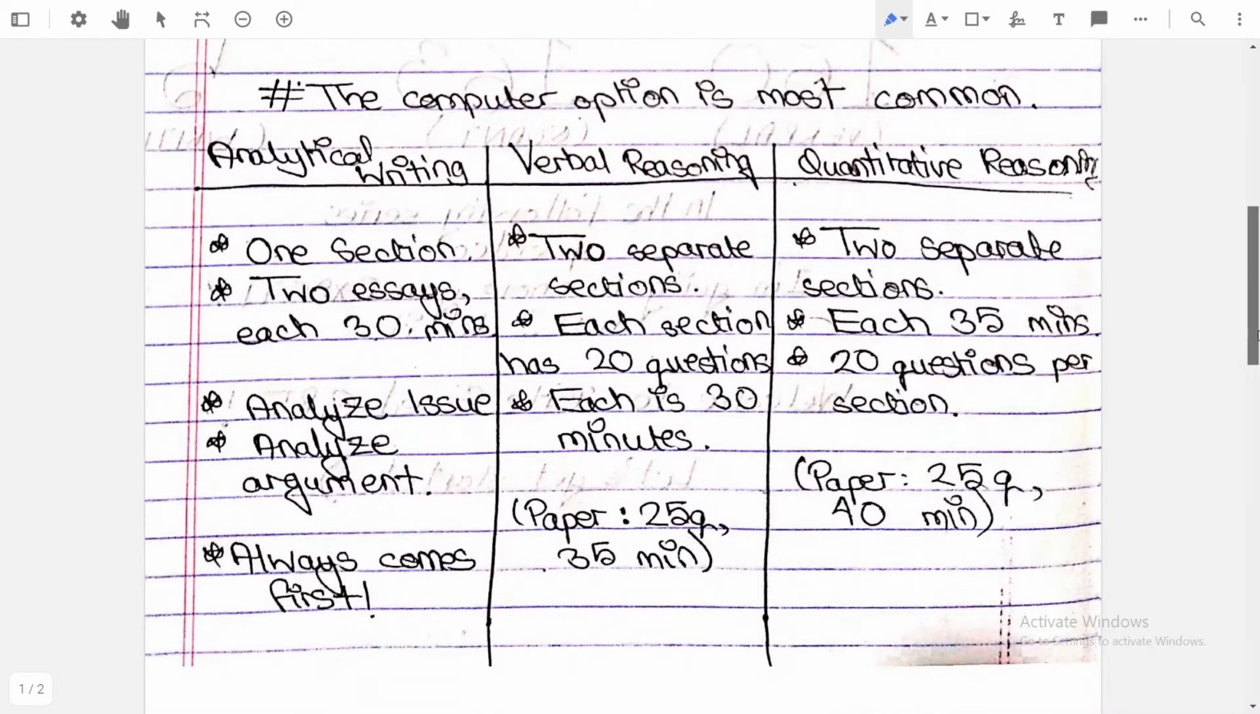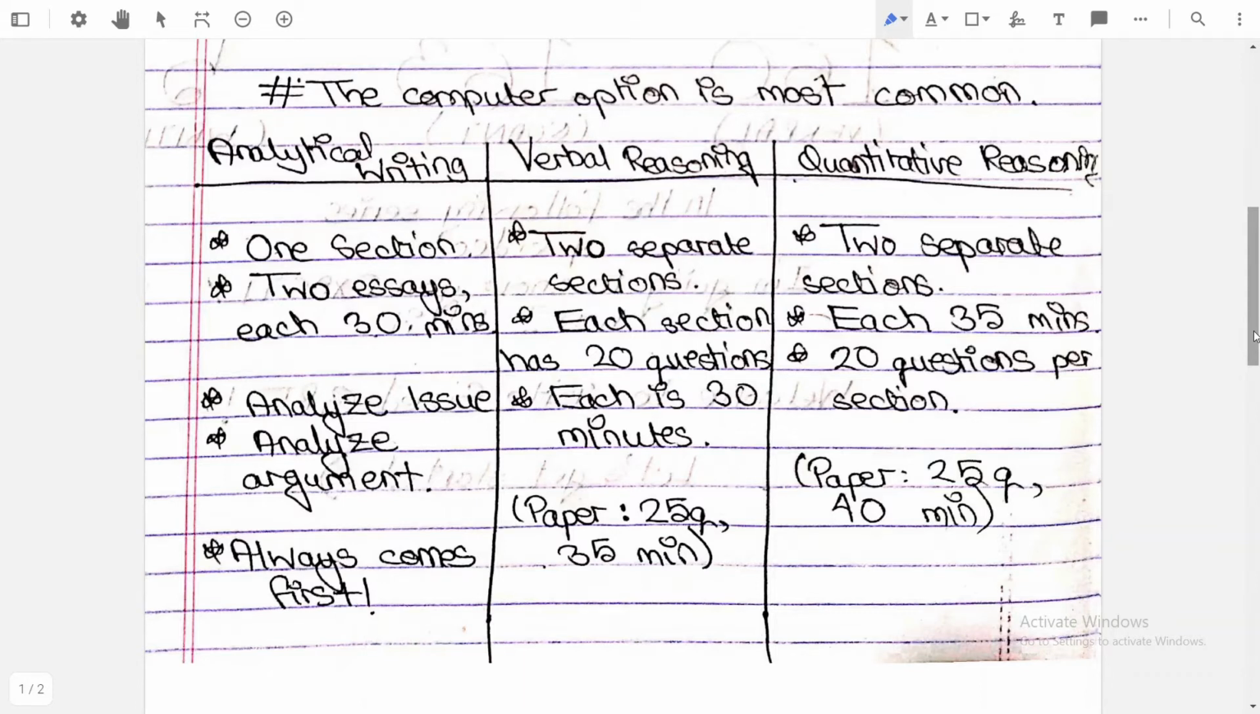Next, what you need to know is that both the paper-based and the computer-based exams have three sections. So the first one is analytical writing, the second is verbal reasoning, and the third is quantitative reasoning.